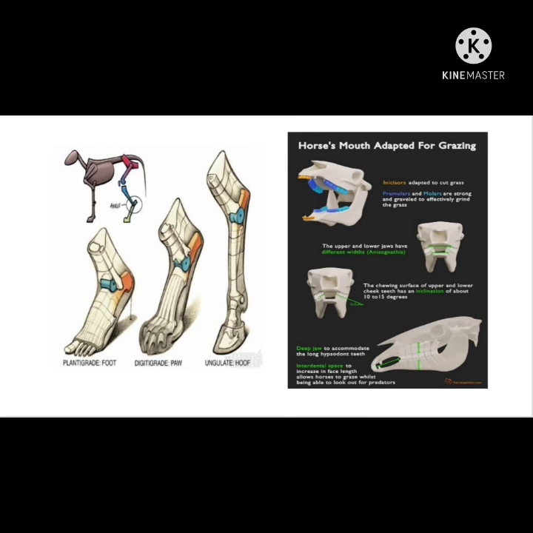We also have here the horse's mouth adapted for grazing. They have incisors adapted to cut grass. Their premolars and molars are strong and ridged to effectively grind the grass. Their upper and lower jaws have different widths, and the chewing surface of the upper and lower cheek teeth has an inclination of about 10 to 15 degrees. They also have a deep jaw to accommodate the long hypsodont teeth, and interdental space to increase the face length allows horses to graze whilst being able to look out for predators.